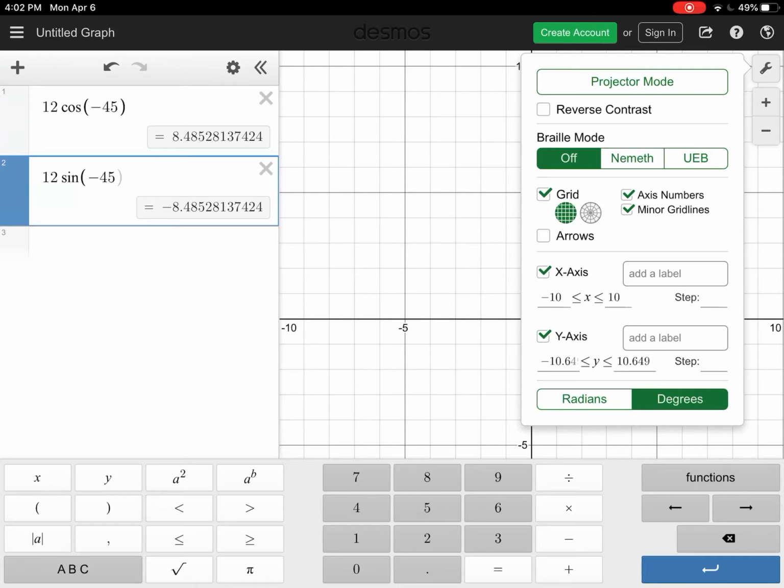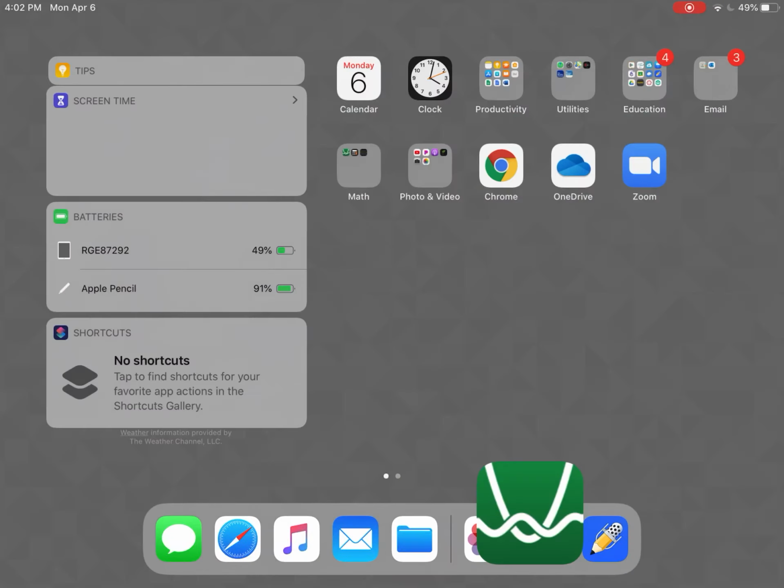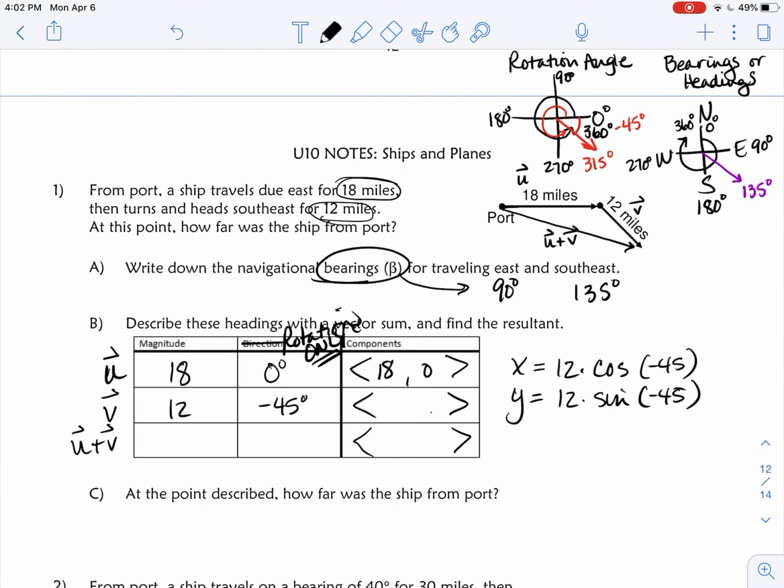And so we can see 12 cosine of negative 45 is about 8.5. And 12 sine of negative 45 is about negative 8.5. So 8.5, negative 8.5. Now let's just look at that little vector there, vector v. To the right and down, 8.5 to the right, 8.5 down, so that matches.